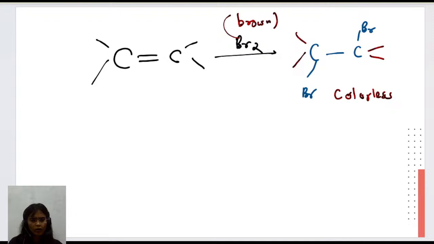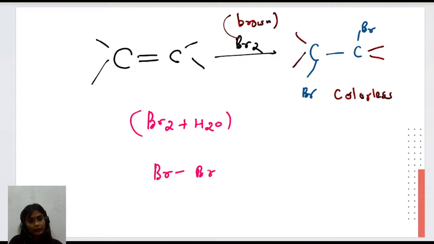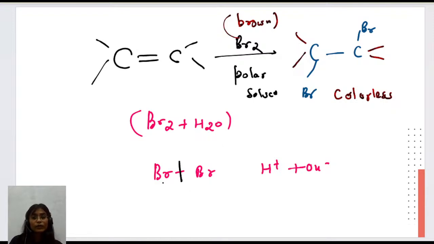Just try to observe the thing. What if I'm using bromine and water? Okay, both. So what is happening? You know that this is bromine and this is water, right? So what is water? One is H positive and one is OH negative ion. Simple. So do you know what is happening? If you are using bromine with a polar solvent, what is going to happen in this case? One bromine combines with the OH part, and HBr is simply released there.